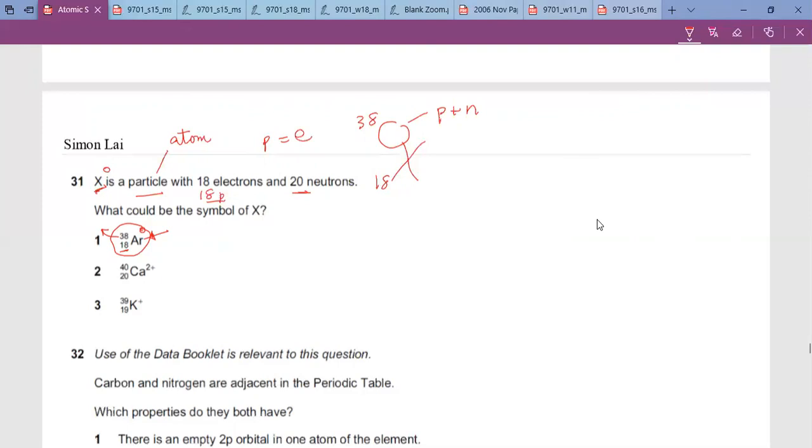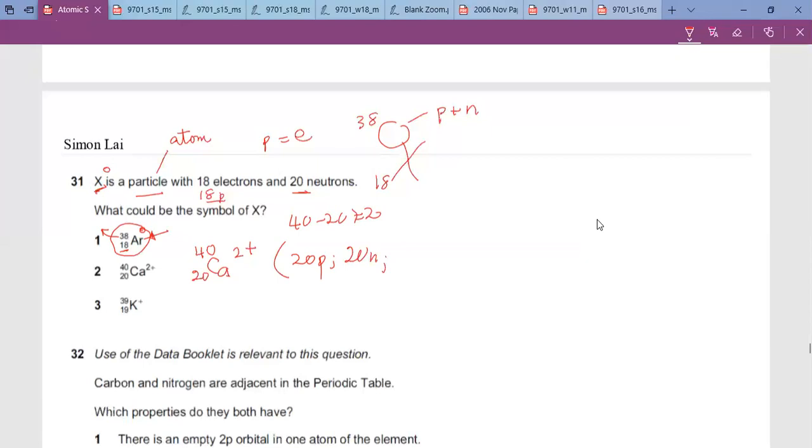Now here is calcium 2 plus. If you can see, 20 here and 40 here. This is actually a Form 5 topic, I'm just refreshing your brain a bit. 20 means 20 protons. Neutrons: 40 minus 20 gives you 20, so 20 neutrons.